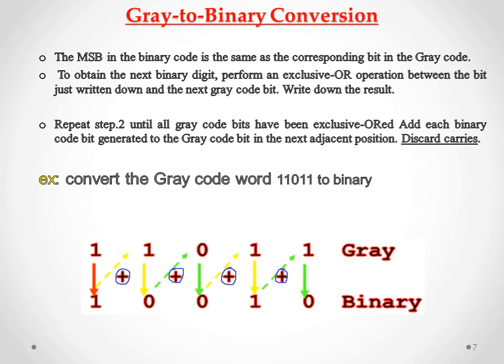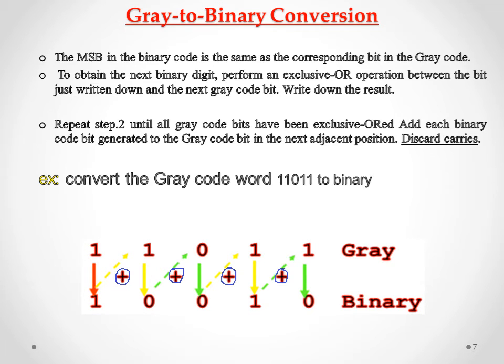Gray to binary code conversion. First we write the MSB of the binary code, which is the same as the corresponding bit in the gray code. So this is the MSB position. The MSB position of binary code and gray code is the same.